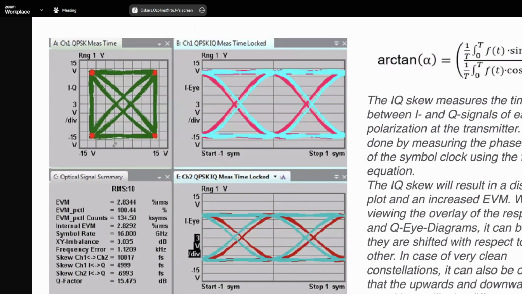Right, but then with this IQ skew, your I and Q are different with the timing reference, and you can see this in the transitions here. The skew is not that large, so basically you still have these points flat here, but if you have even more skew, then you will start to see it also here.